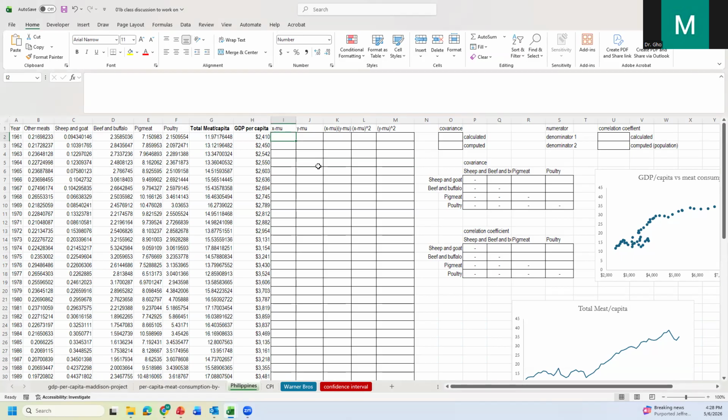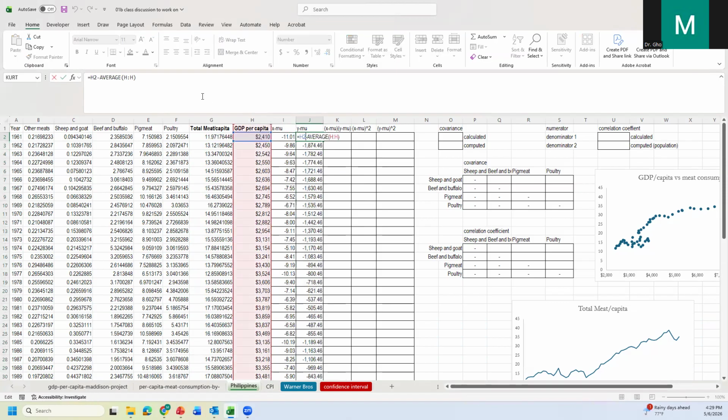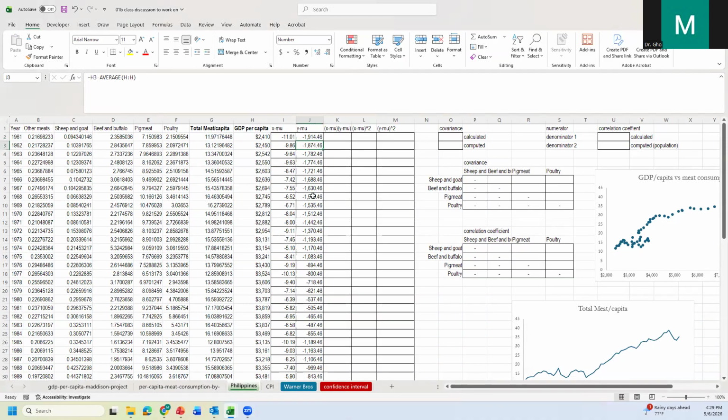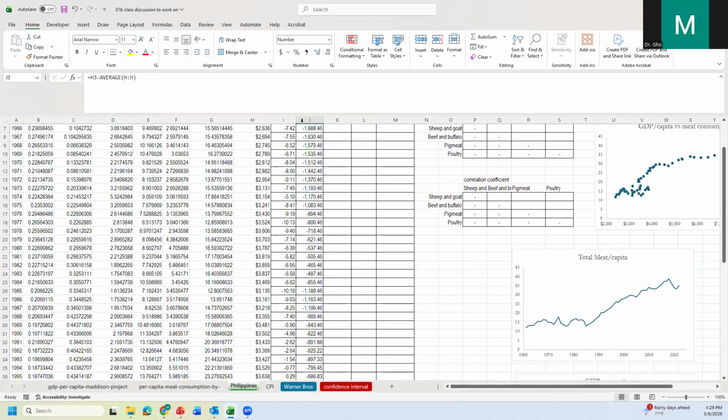X minus mu, and so I'm just going to say equal. We'll make that meat, and you can have one be meat, the other be GDP. You can swap them, but you still get the same conclusion. So that observation minus average of G, and then I'm going to copy that all the way down. And I'll do the same thing for GDP per capita. Of course, it's going to be negative at first, and then it'll be positive. They've been increasing. We have that positive relationship.